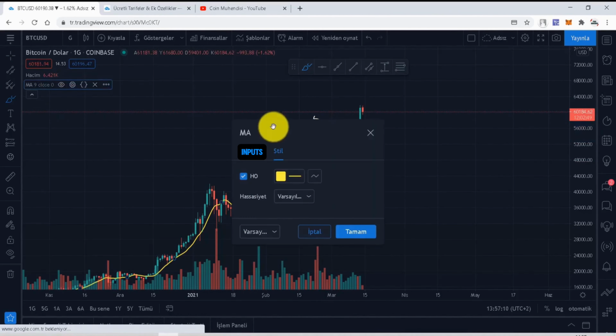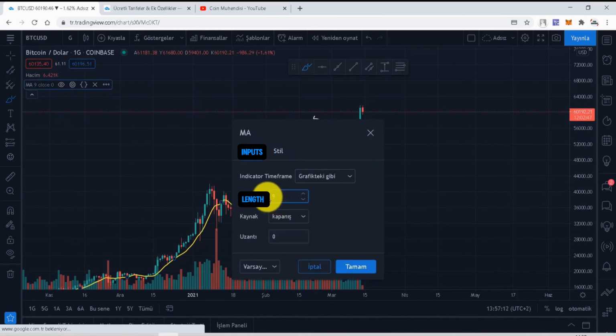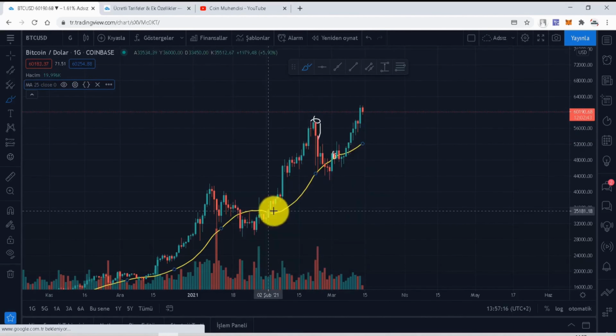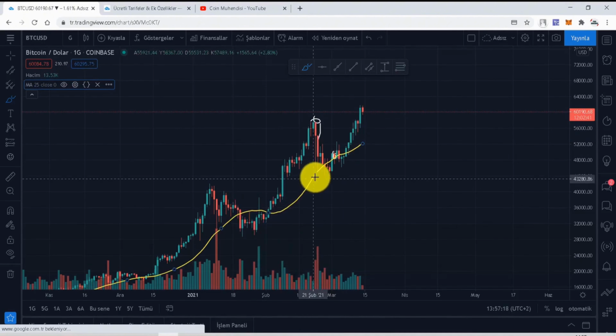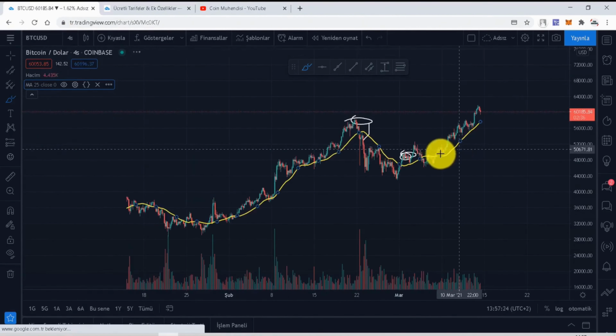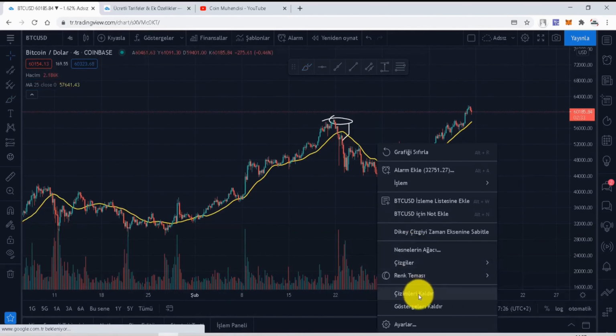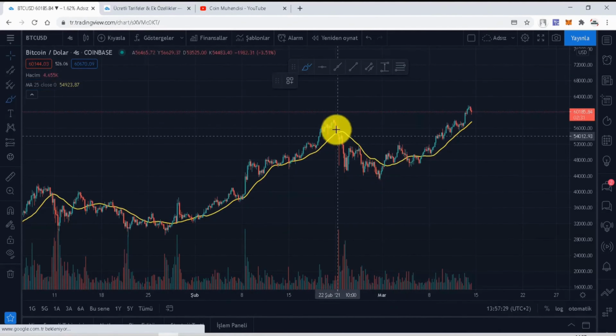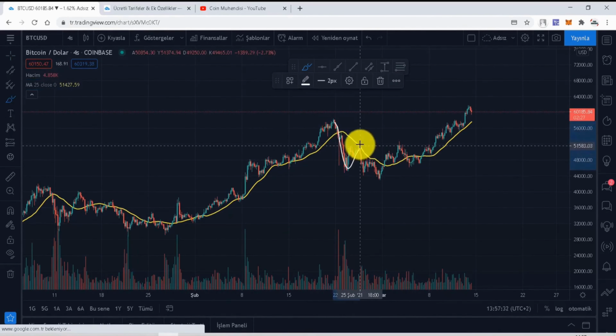If we set these moving averages to 25 instead of 9 in the input section, it will provide us with a better average. I am using a 25-period weighted average and taking it on a 4-hour chart. As you can see, the moving average looks clearer here. The moving average is acting as resistance here at the bottom.